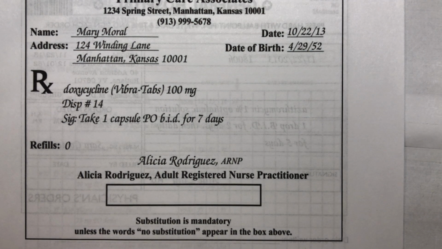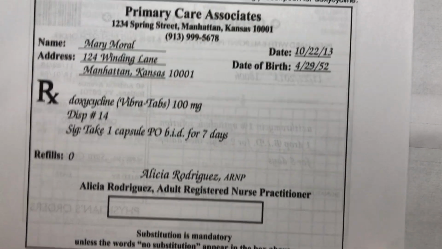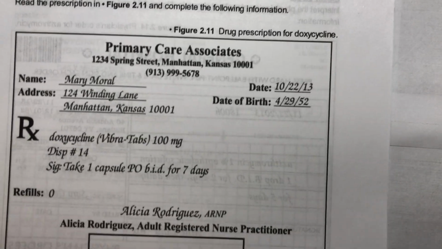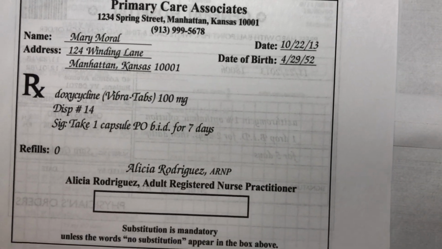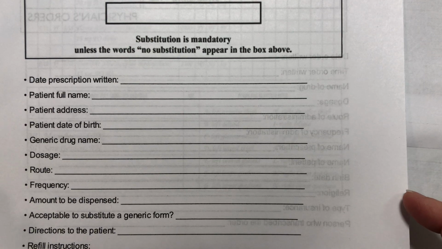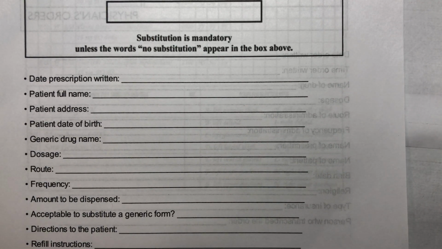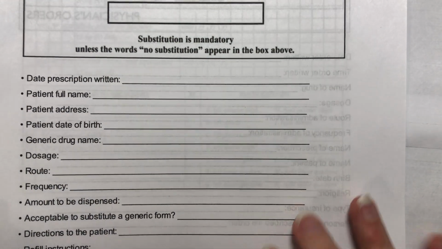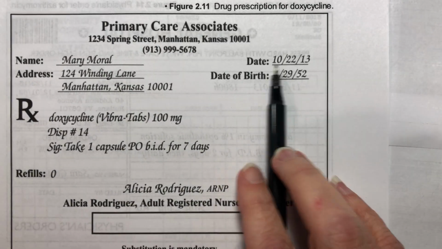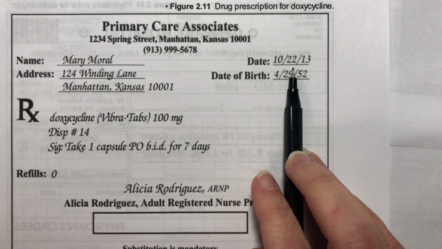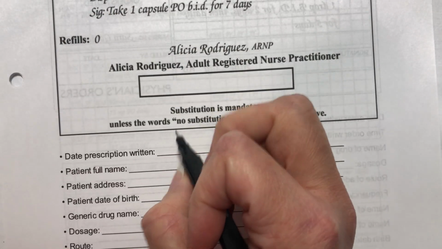Okay, so our first problem. We are given this prescription, and then we're asked to give a bunch of information from it. The first thing we want to know is the date that the prescription was written. So I come back up here. Here's the date, 10/22/13.